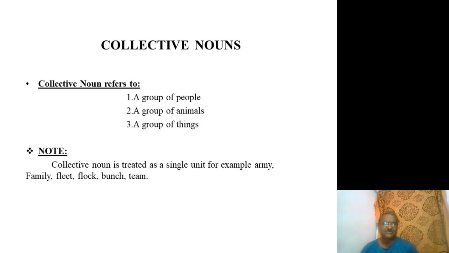Shall we move on to this one, collective nouns? And what are collective nouns? Again, this is another complex item for all of us, that we get confused very often. Collective nouns. What do you understand by collective noun? Collective noun refers to a group of people. Collective noun refers to a group of animals. Collective noun refers to a group of things. Collective noun refers to a group of objects.